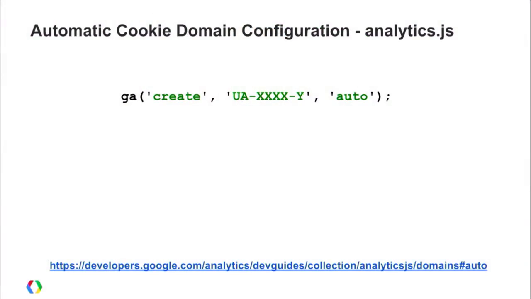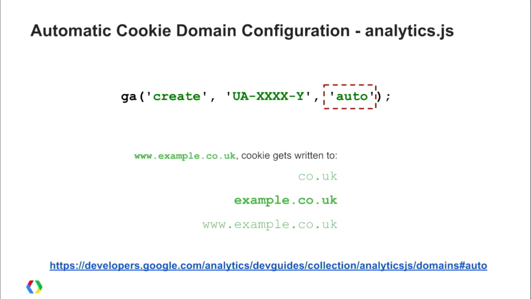Yep. We've got a couple changes to cookie domain configuration and cross-domain stuff, so we'll check it out right now. The first thing I wanted to highlight is that we now have automatic cookie domain configuration. Before, with Analytics.js or even GA.js, you had to specify what domain you wanted the cookie written on. Now we let you supply this auto argument for Analytics.js.